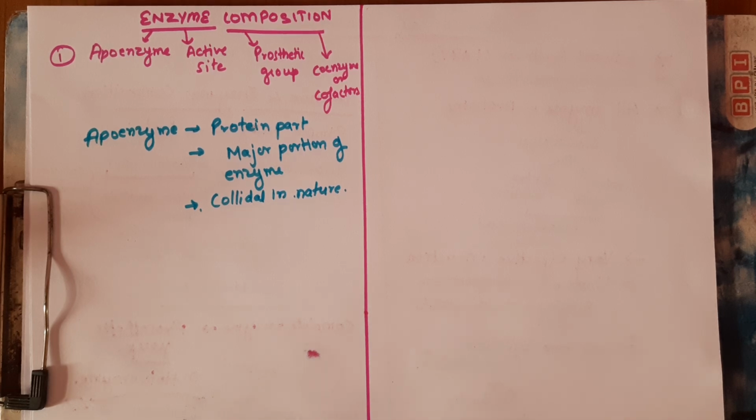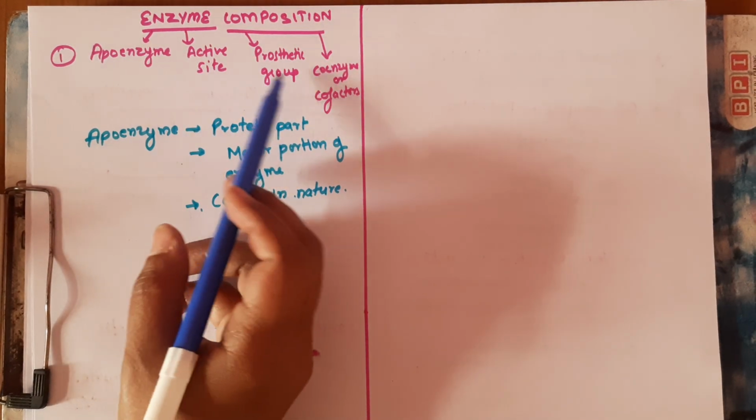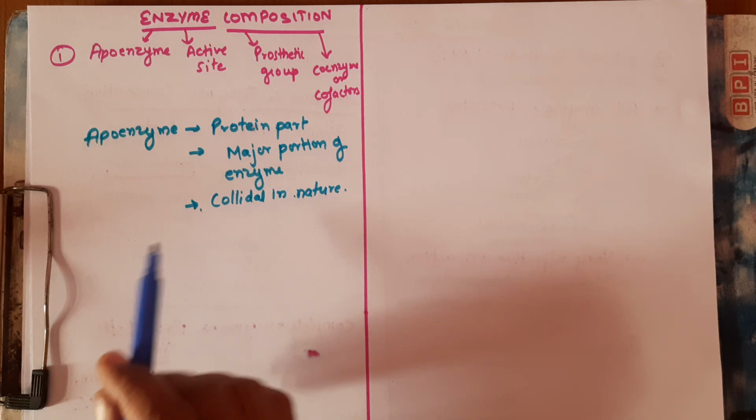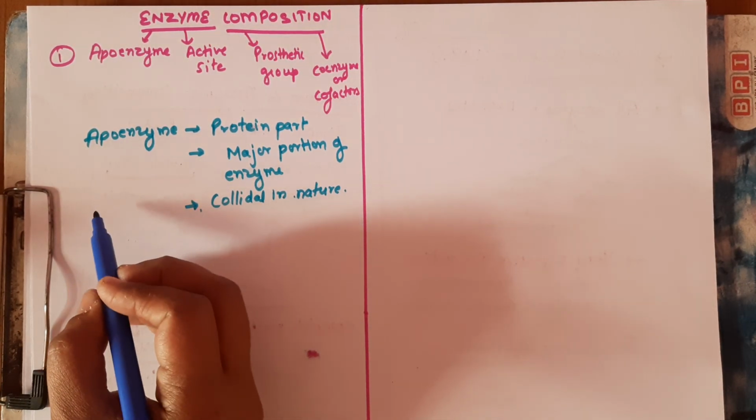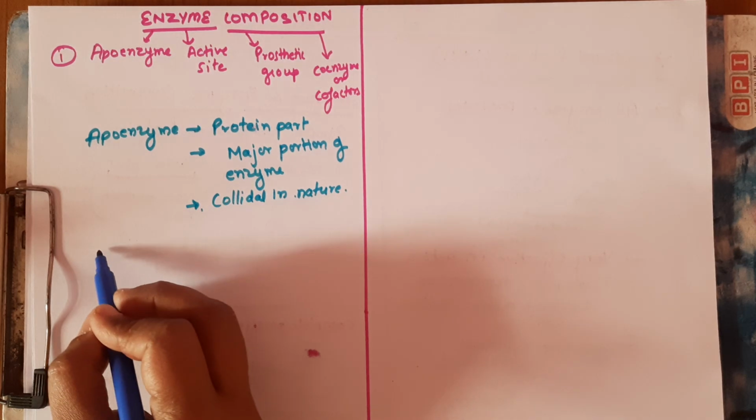But most of the enzymes fall into the category of conjugated enzymes. The conjugated enzyme composition includes these. Okay, so now let's talk about the second component, that is the active site.